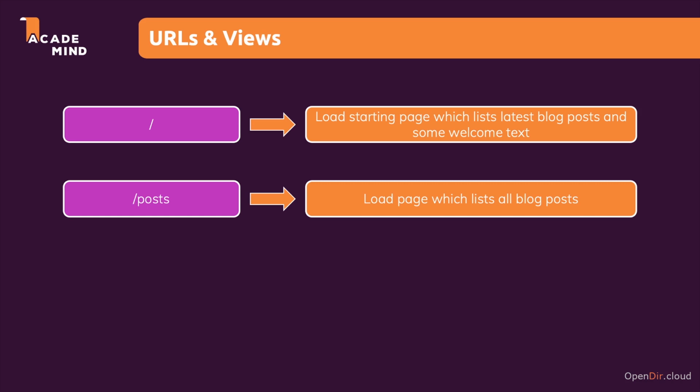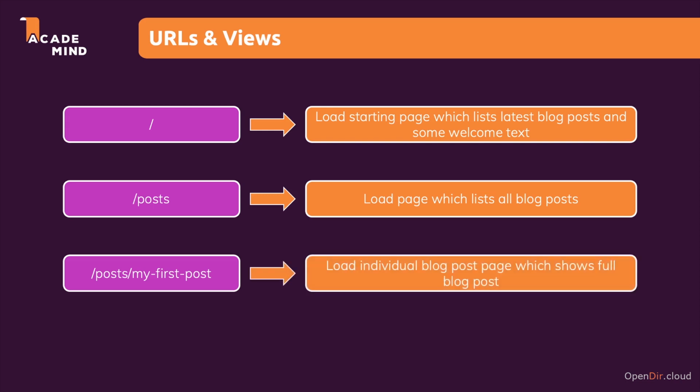And of course, we then also should be able to click on an individual blog post and be taken to that blog post detail page then. So that the URL then maybe looks something like this. It contains this identifier for the blog post after /posts, and it loads the individual blog post page which shows the full blog post. So the text and the image and the title of the blog post, something like this.